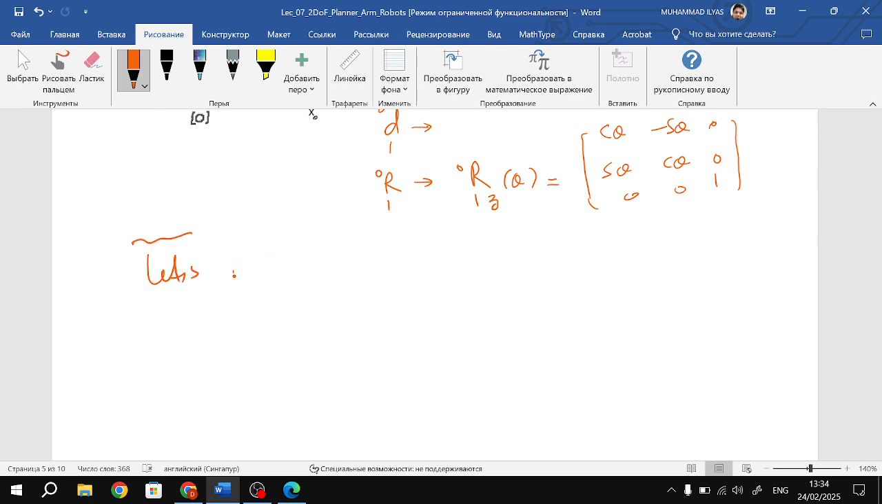Let's write, or you can say derive, HTM 1 to 0. So, for that what we need? We need a rotation matrix and displacement. So, what will be the, well, let me first talk about this one.